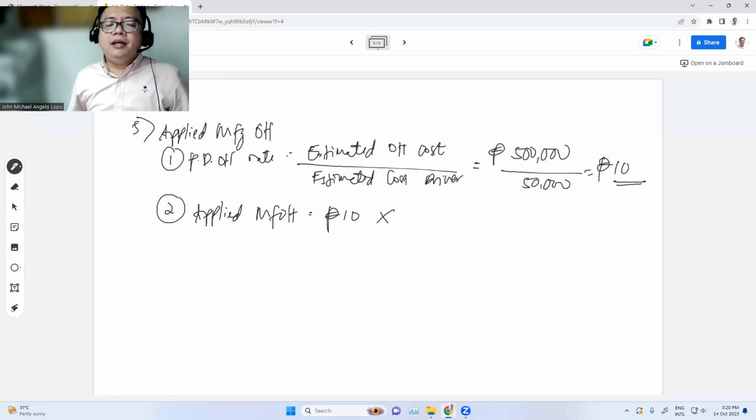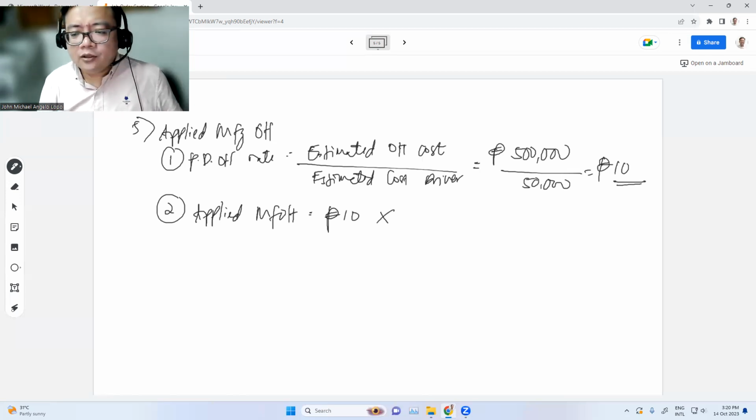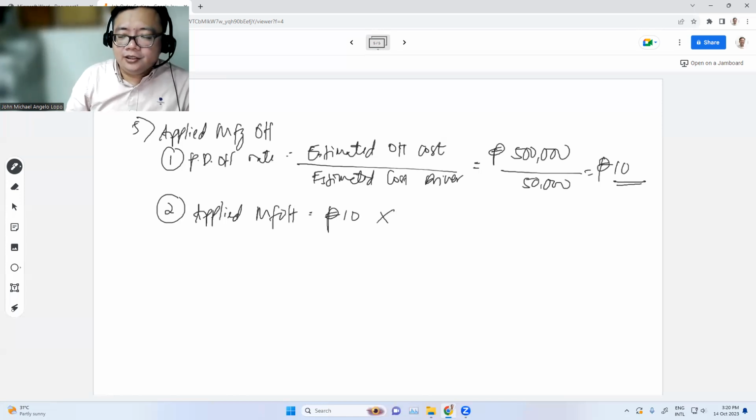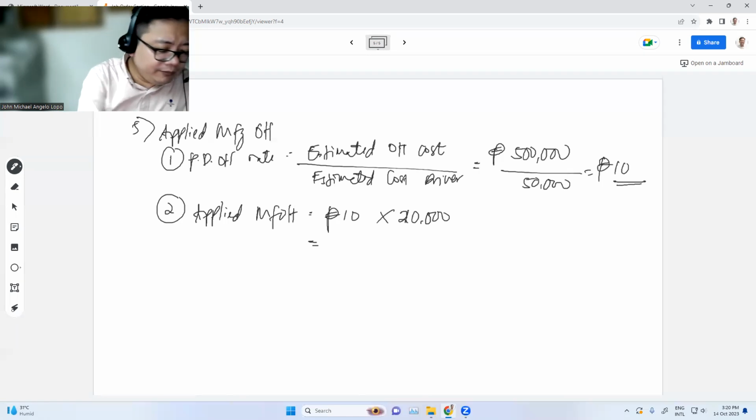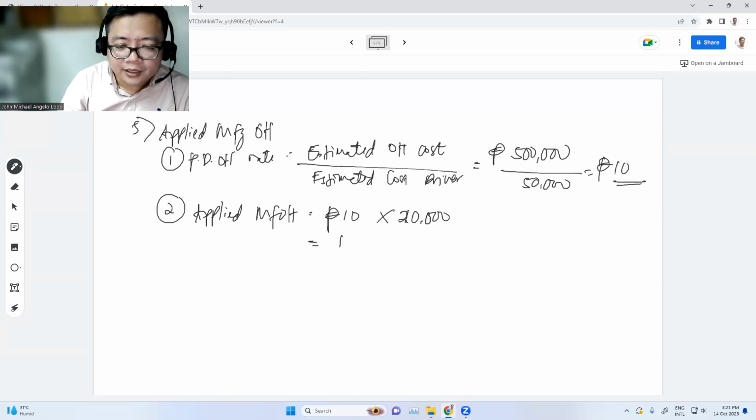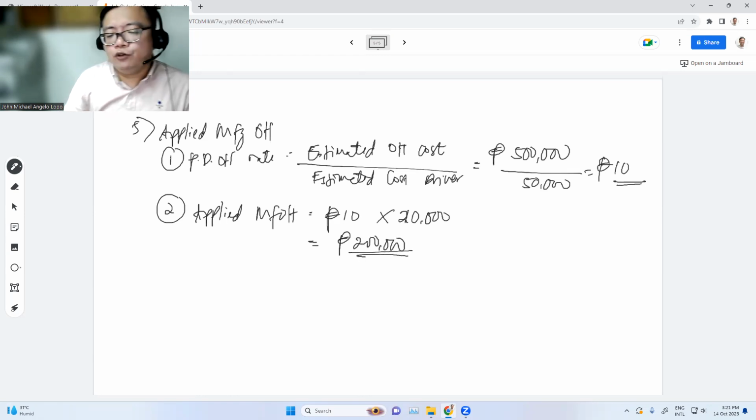Just multiply it by our actual cost driver. Let's say, class, the actual cost driver is 10,000. Halimbawa lang ha. Okay? So, magkano class? Sabihin natin mga 20,000 na. Sige. So, 20 times 10, you have 200,000, di ba? Ibig sabihin, our manufacturing overhead applied is worth 200,000.